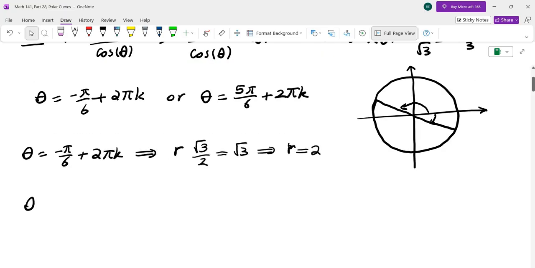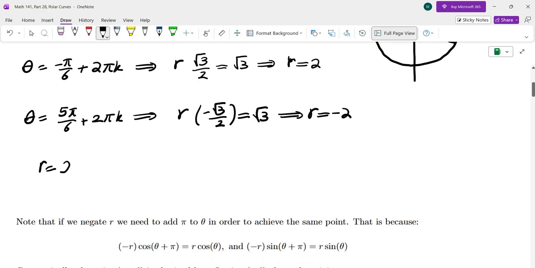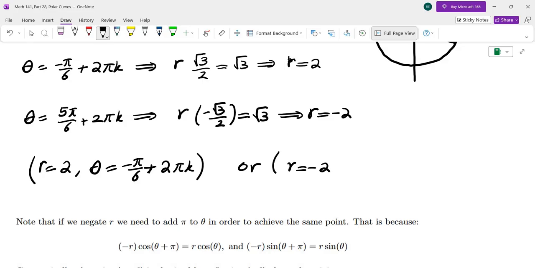Now if we take the other angle, theta equals 5 pi over 6 plus 2 pi k, and plug it into the equation, we get r times cosine of 5 pi over 6. Cosine of 5 pi over 6 is negative, so that's negative root 3 over 2. That is equal to root 3, so that gives us r equals -2. So the two solutions that we get are r equals 2, theta equals negative pi over 6 plus 2 pi k. This is one of them. Or r equals -2 and theta equals 5 pi over 6 plus 2 pi k.